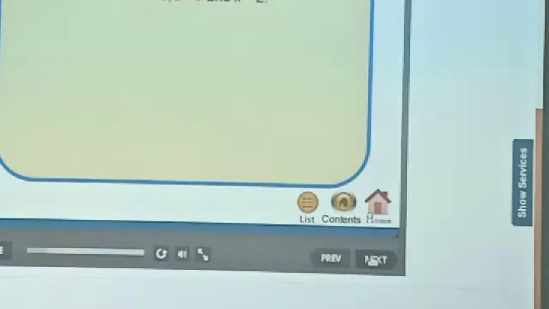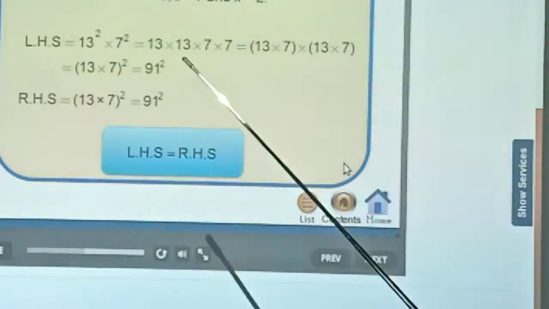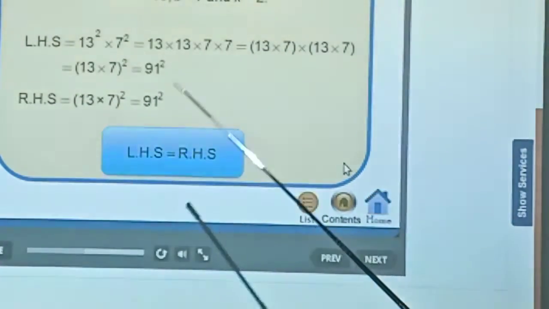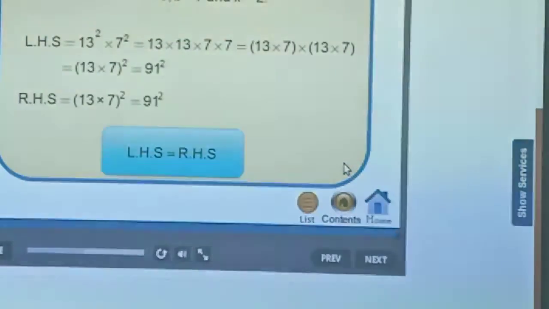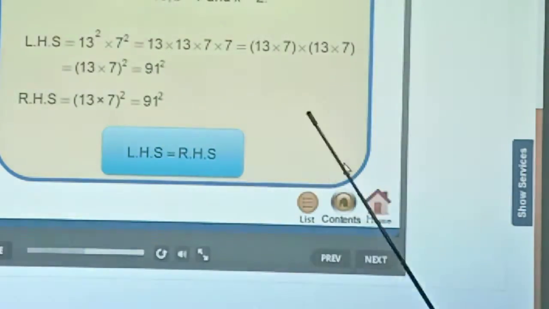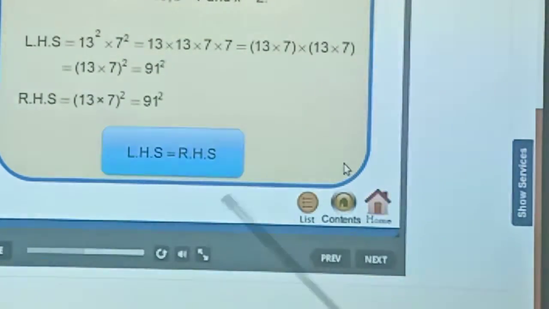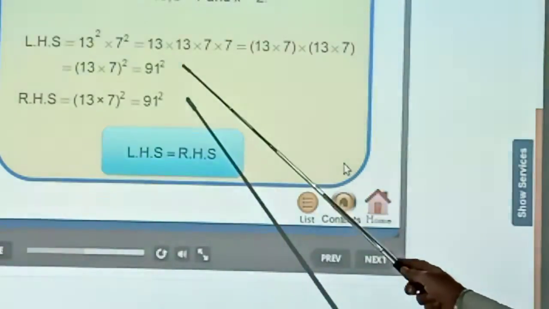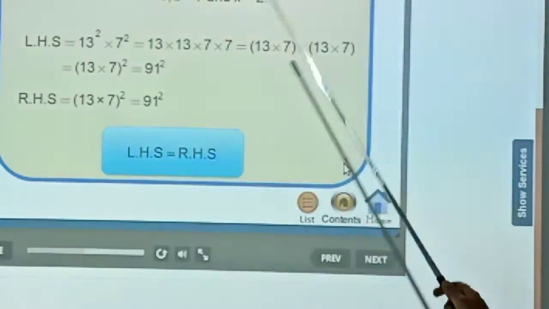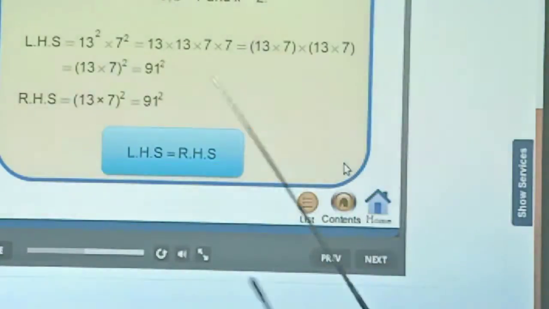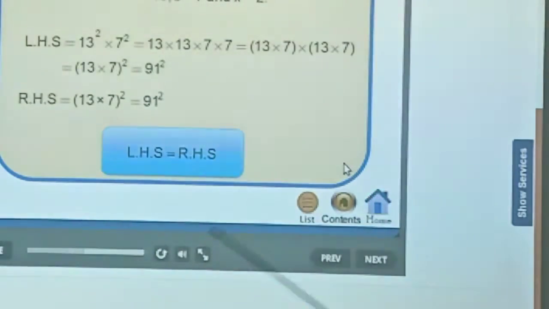One more example. a is 13, b is 7, x is 2. Left hand side part, 13 raised to the power 2, 7 raised to the power 2. We have to multiply only 13 and 7, and power 2 will remain the same here, and 13 into 7 is 91 and power 2 as it is. So that is shown here in the RHS part, and the left hand part is the explanation of this law.